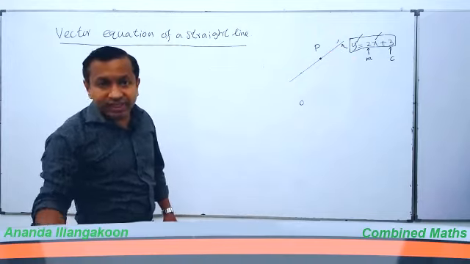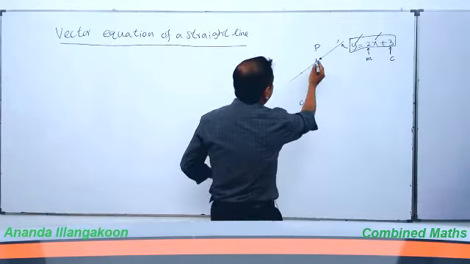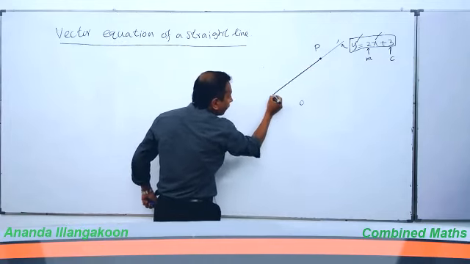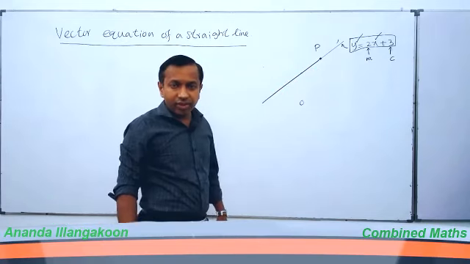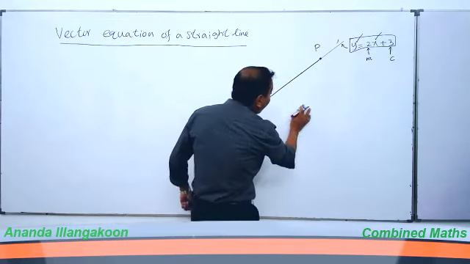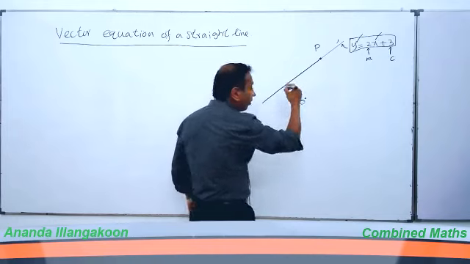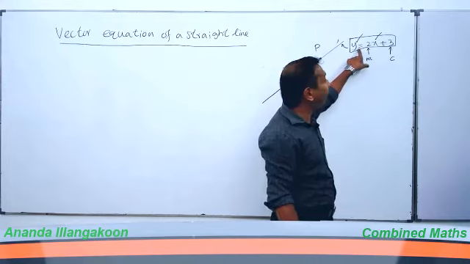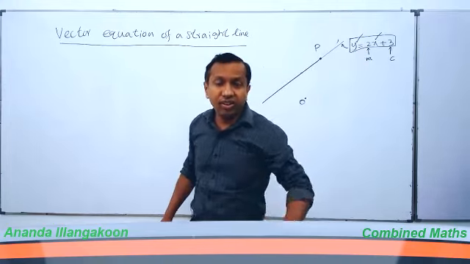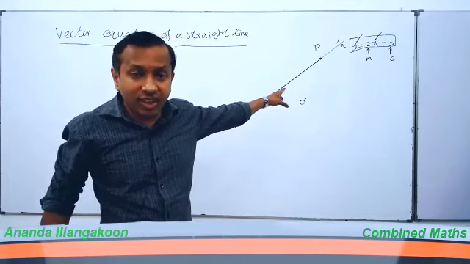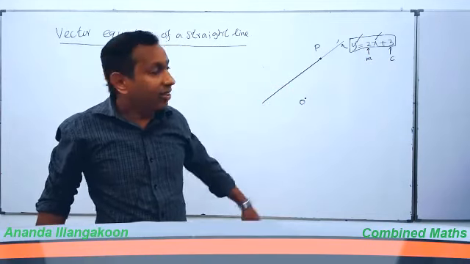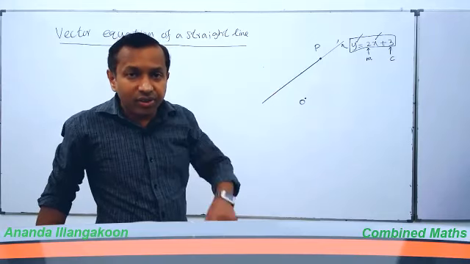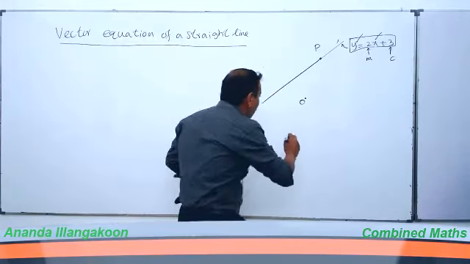Now see, people, the line is still available, and the origin O is still available. But we can no longer write in terms of x and y. We can no longer write the equation of the line because there is no x and y. That way we can't give an equation to this line. Now suppose this O is the vector origin.